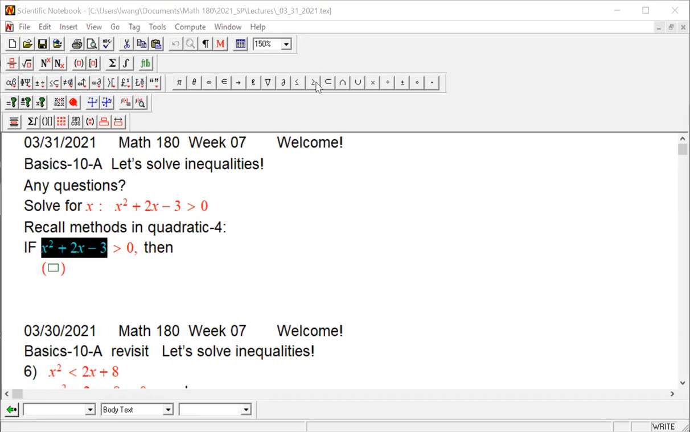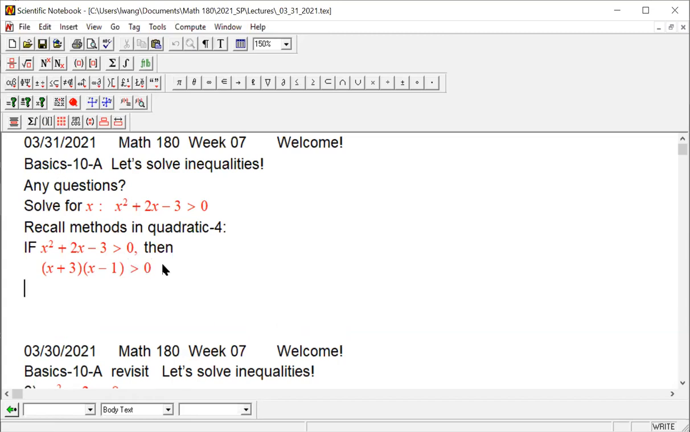x plus 3 times x minus 1. Perfect. Good job. x plus 3 times x minus 1, and that's larger than 0. Boom. We're almost there, right? Then you can work with the sign, and then you can do the sign of x plus 3.